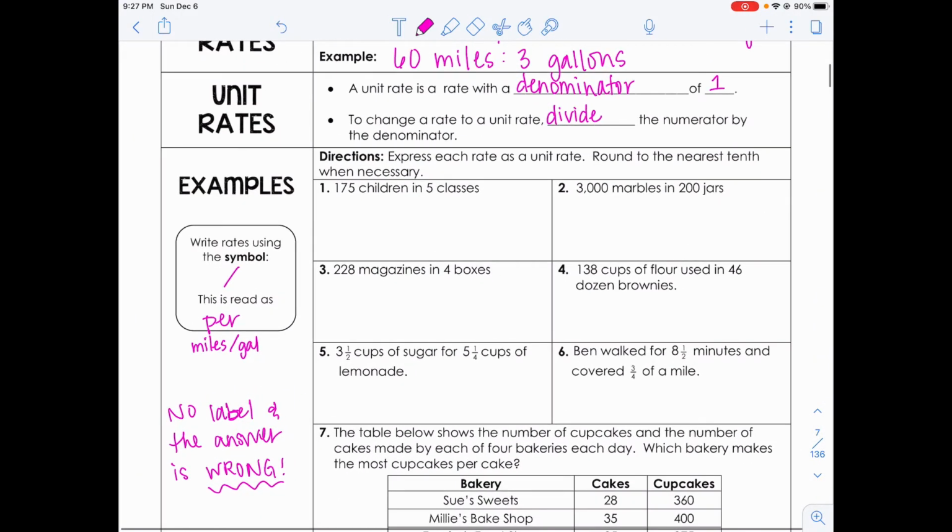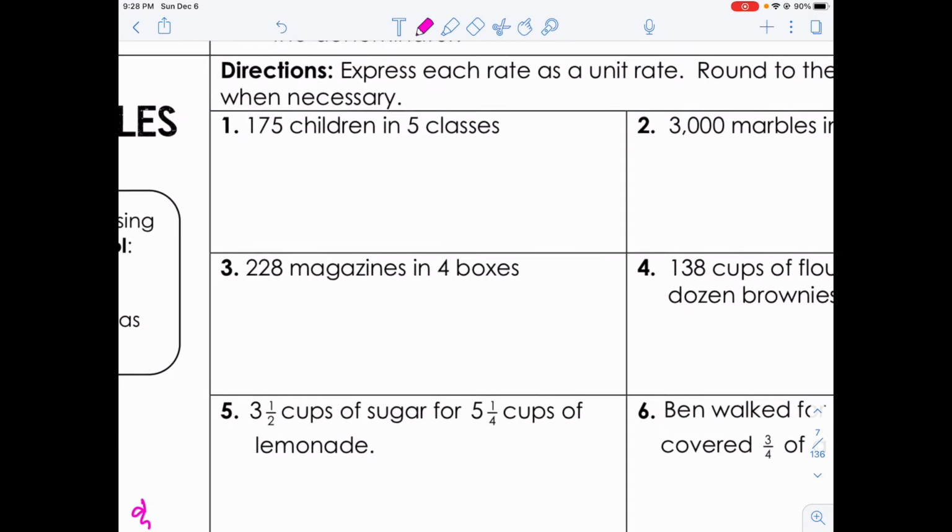Okay, looking at number 1, 175 children in 5 classes. So first thing we're going to do is write a rate. So 175 over 5, so that's my ratio. And now I'm simply going to plug it into my calculator. 175 divided by 5 tells me that it is 35 kids per class.